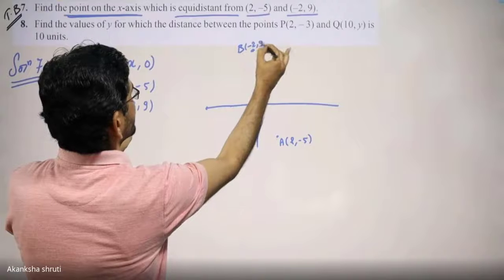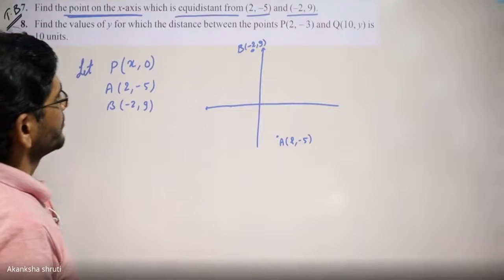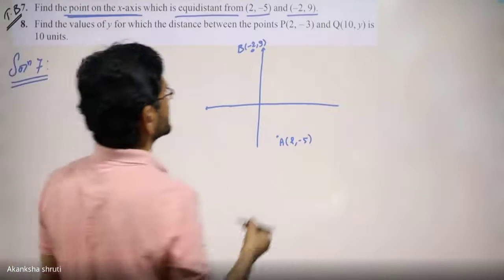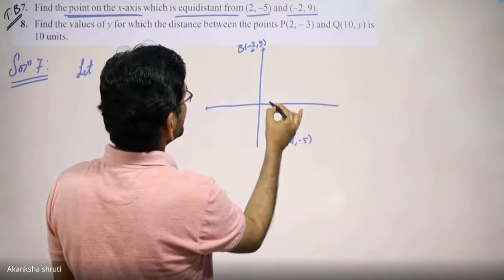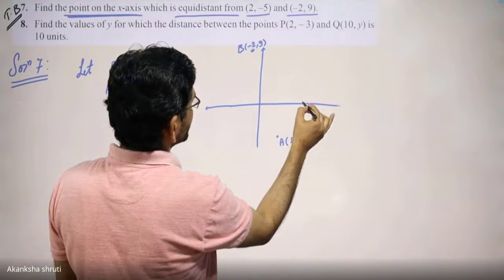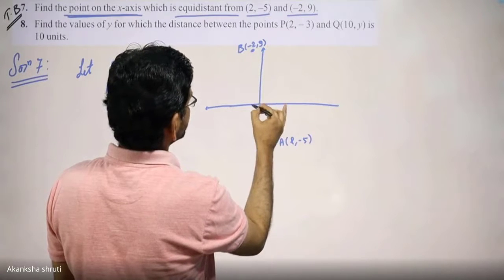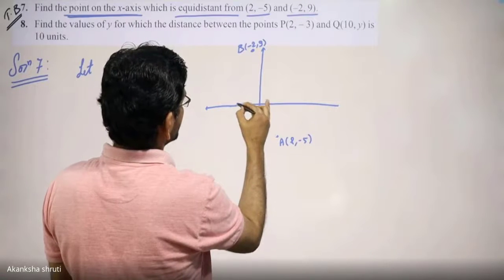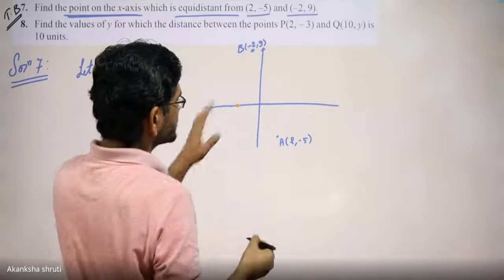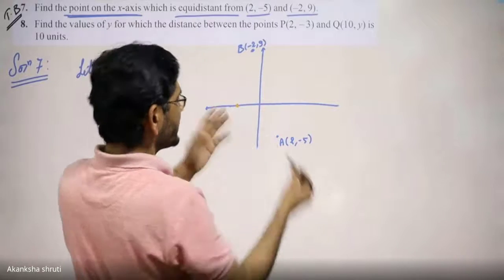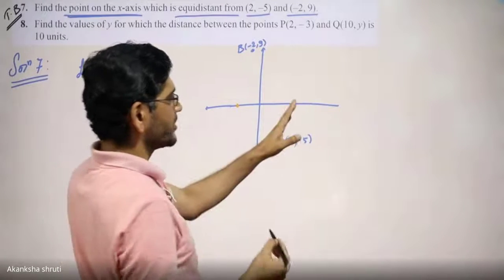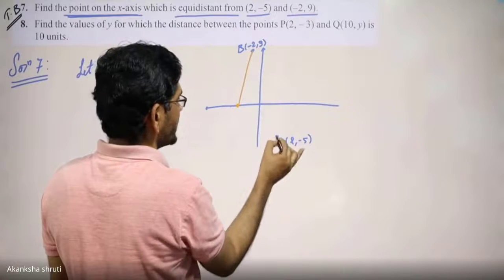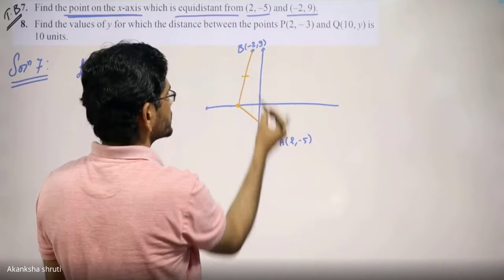B (-2, 9). Students, what we have to find? We have to find the point P on this x-axis. If we consider any point somewhere here or here, students, don't bother about the sign. Even if you consider this point here, it will automatically come negative. But here this length and this length should be equal.